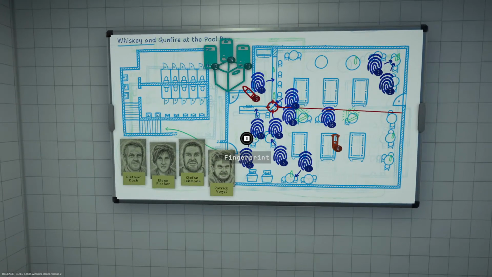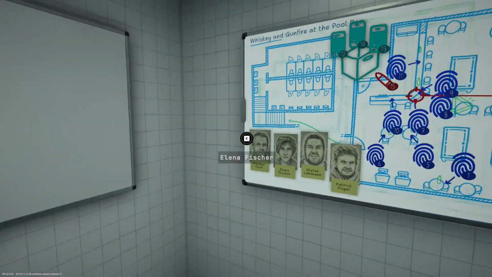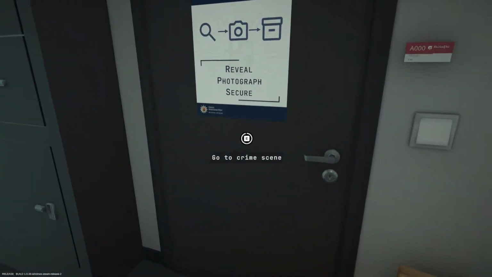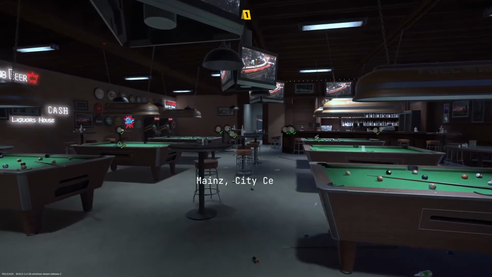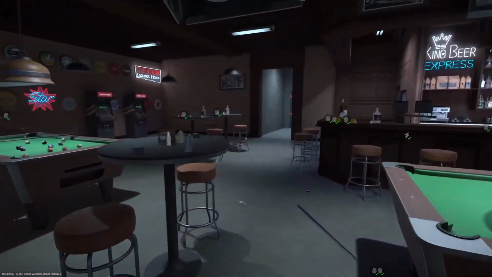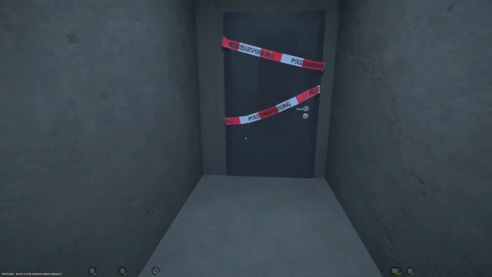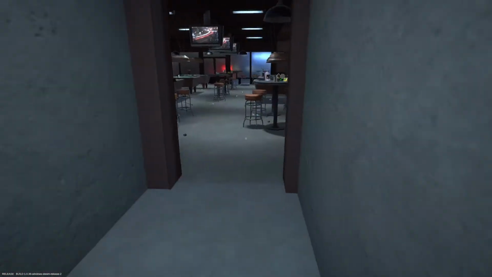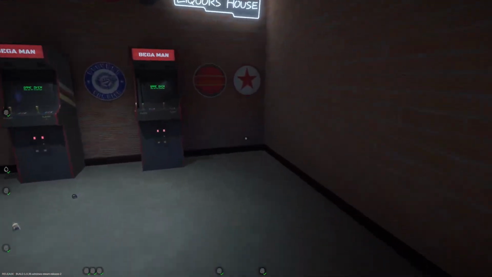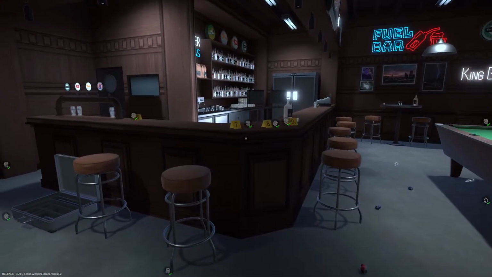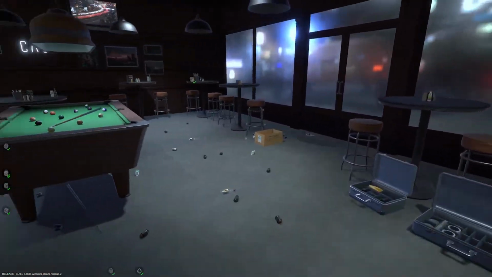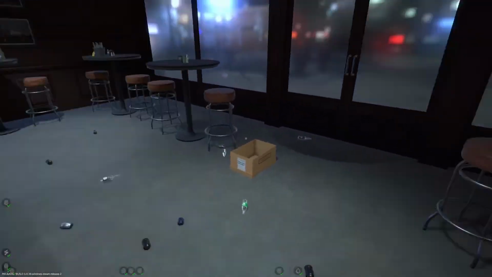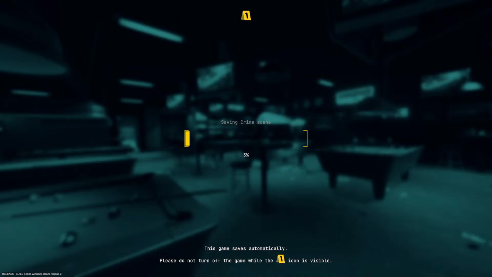Wait, can I go? Wait a minute. I need to go back to the scene really quick. I think I might have missed an entire section. Based on that blueprint, did I miss the bathroom? No, okay. I was about to say it looked like on that blueprint I was missing the bathroom. Okay, I am not, so that's good. Let's get out of here. Let's do the fingerprints.